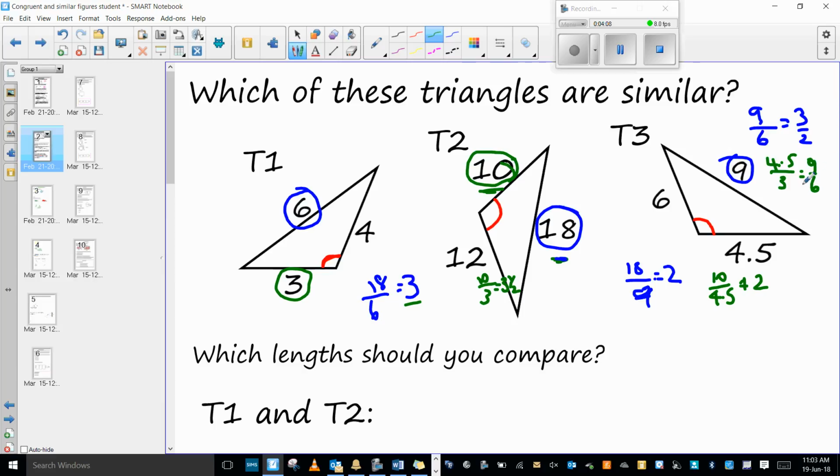So let's check the final one, and that's our 6 over 4. What number goes into both 6 and 4? Lovely. So our triangles that are similar would be triangle 3 and triangle 1.